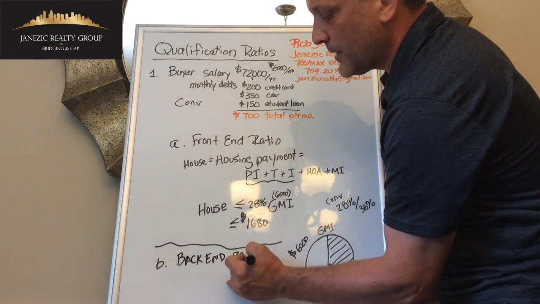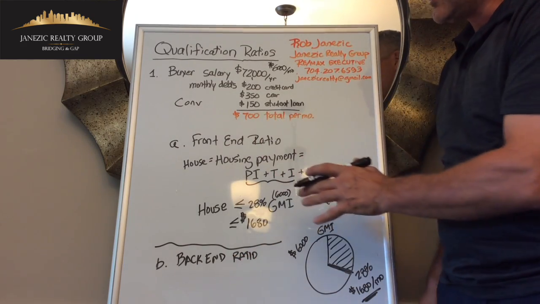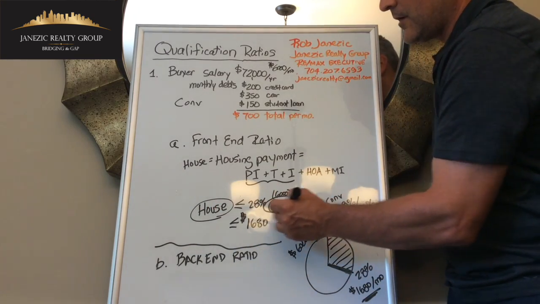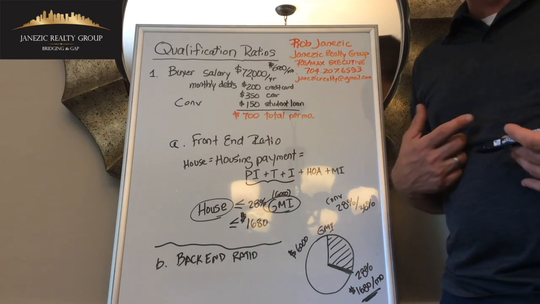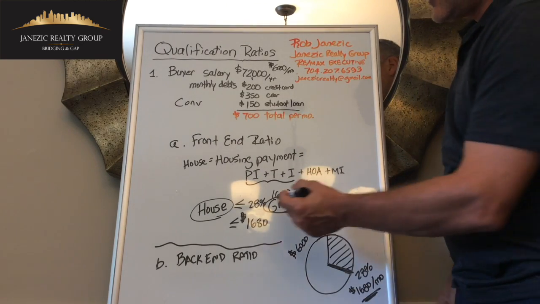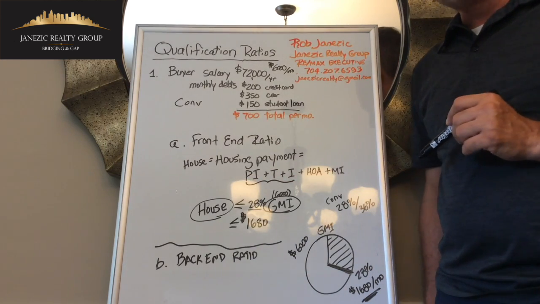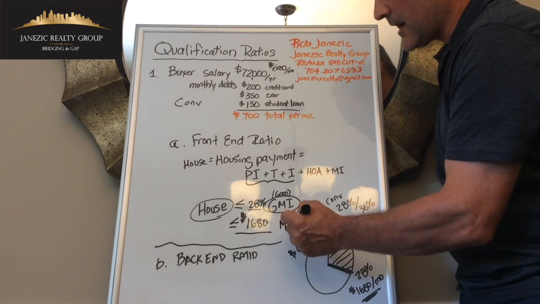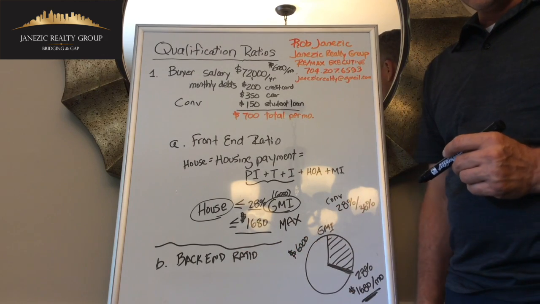Before we go on to the back end ratio, let's look one more time at the front end ratio. Front end ratio has two variables: house payment and gross monthly income. Based on how much you bring in total, there's a certain percentage of that your house payment should be under, and will never ever exceed. This is the max.